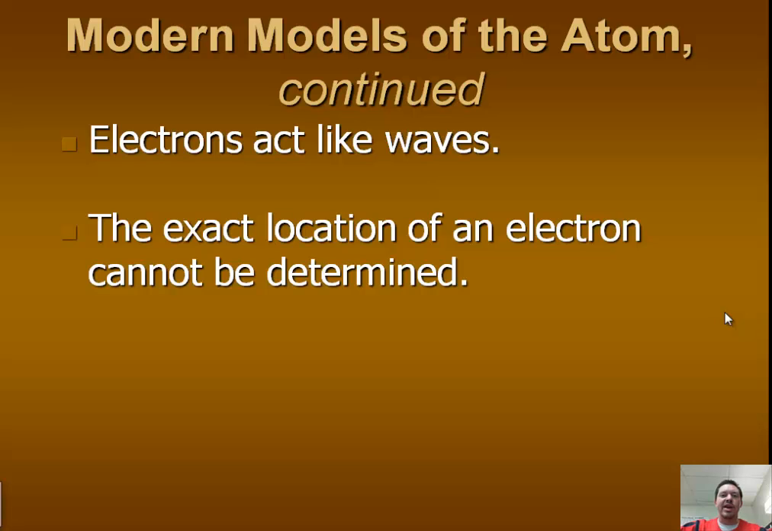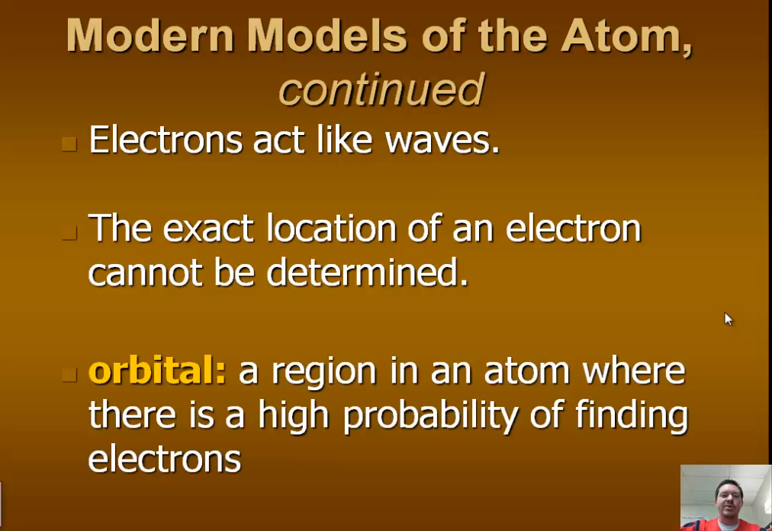The exact location of an electron cannot be determined, we said that already. And now we view the electron model as far as orbitals. So we say the electrons are found in orbitals, and this orbital is a region in an atom where there's a high probability of finding electrons. It's not exactly where we can find them, but we'd say that 90% of the time we should expect to find the electrons within this space we call the orbital.